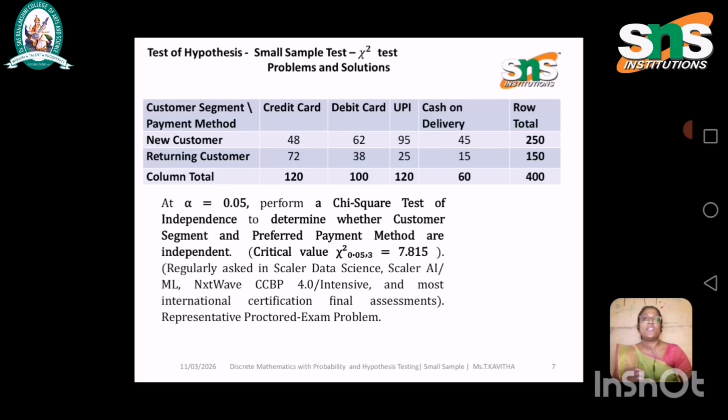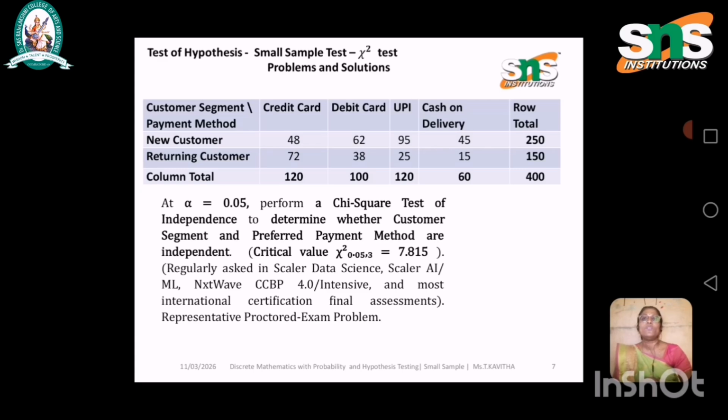Similarly, the returning customer values are given, and the column totals for credit card, debit card, UPI and cash on delivery, the row totals, and the grand total are given here. The level of significance is alpha equal to 0.05. Perform a chi-square test of independence to determine whether customer segment and preferred payment method are independent. The critical chi-square value is given, that is 7.815.